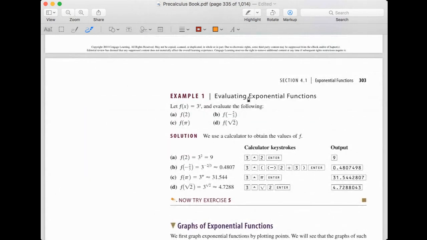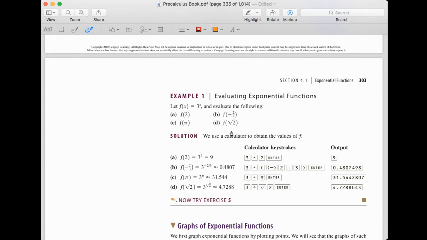So let's evaluate some exponential functions. Let's say here we have f of x equals 3 raised by x. What's f of 2? F of 2 is 3 raised by 2 equals 9. What's f of pi? F of pi is 3 raised by pi. What's f of negative 2 over 3? F of negative 2 over 3 is 3 raised by negative 2 over 3. You know, we can use a calculator to evaluate.